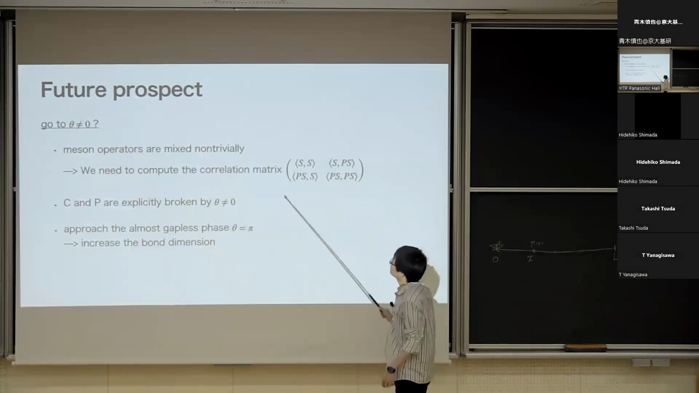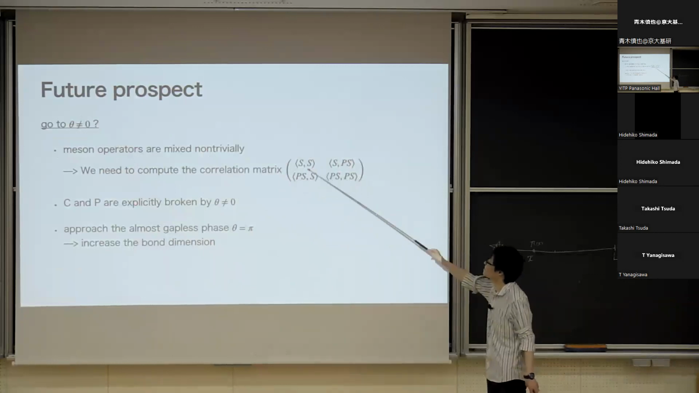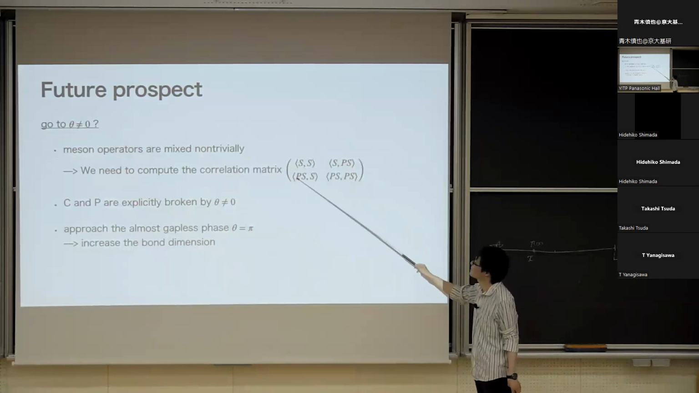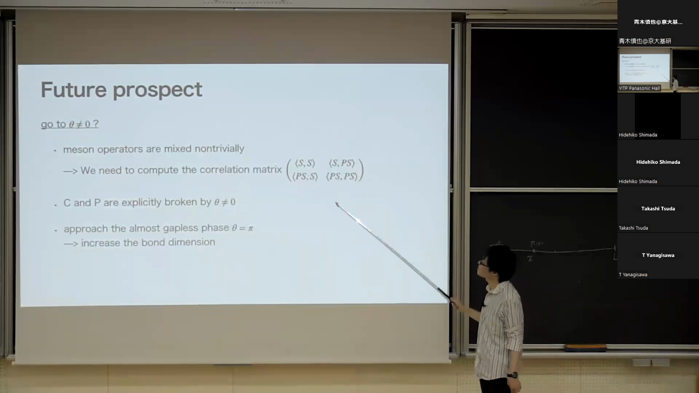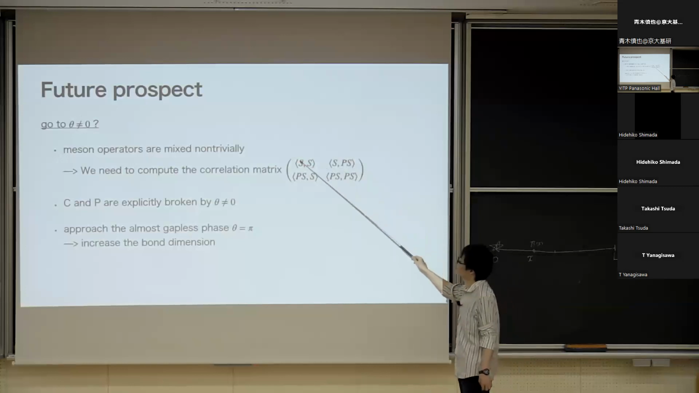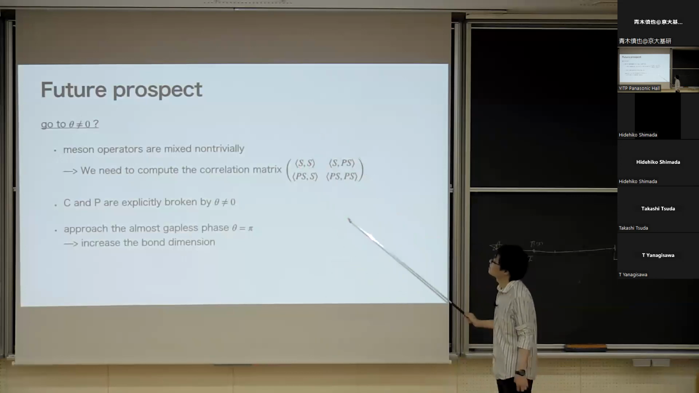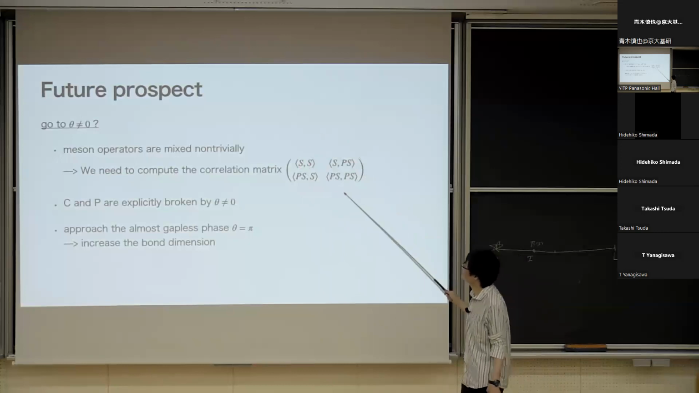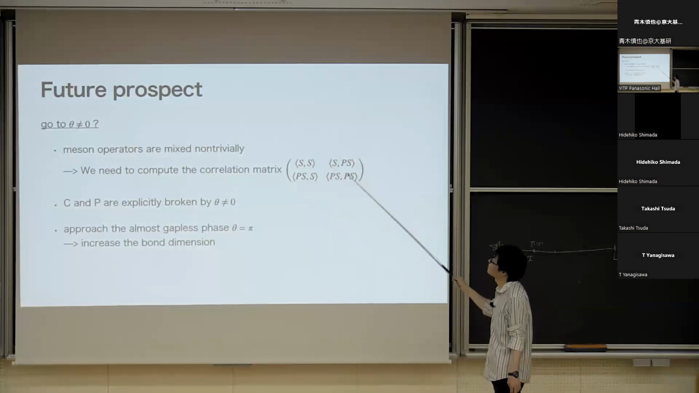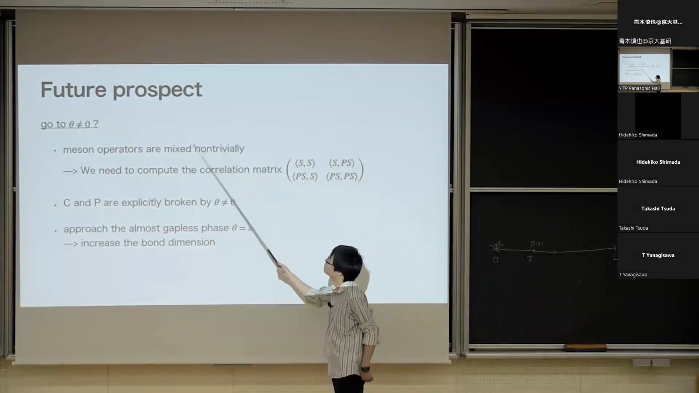So shortly, you have to compute this kind of correlation matrix. S means scalar operator and PS means pseudo-scalar operator. We have to compute this correlation matrix and diagonalize it. Then the eigenvalue becomes the correlation function of the corresponding meson. So in that sense, the correlation function is okay, but for the one-point function, I'm not sure how to take this kind of mixture into account.